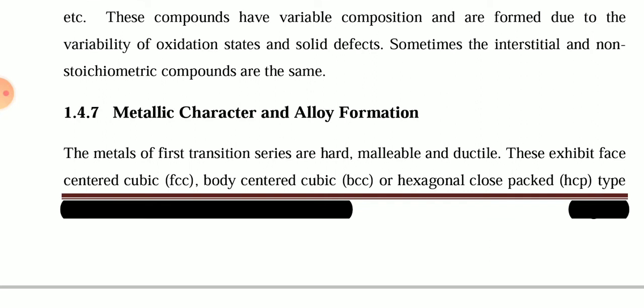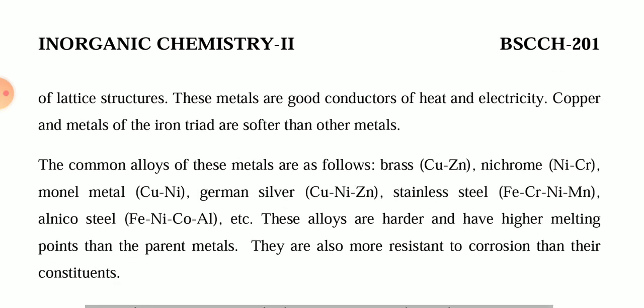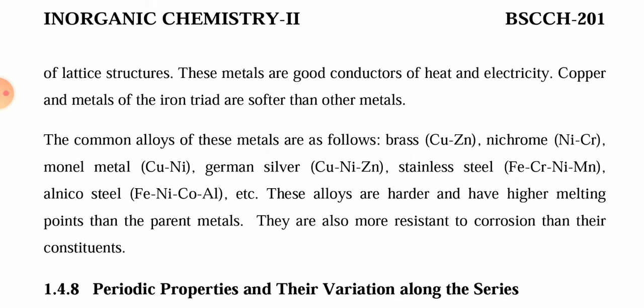Okay, and what about the metallic character and alloy formation for these compounds? The metals of the first transition series are hard and metallic, and they exhibit face-centered cubic, body-centered cubic, or hexagonal close packed (HCP) types of lattice structure. Okay, so here you can also see the alloys like brass, German silver, or Monel metal. These are some alloys which are made by the first transition series.